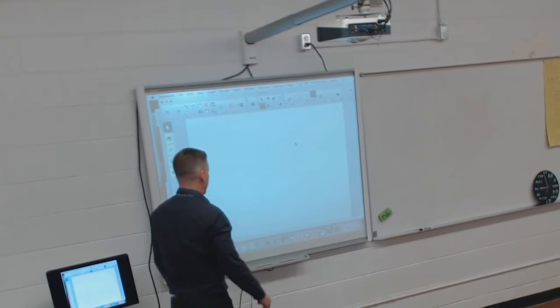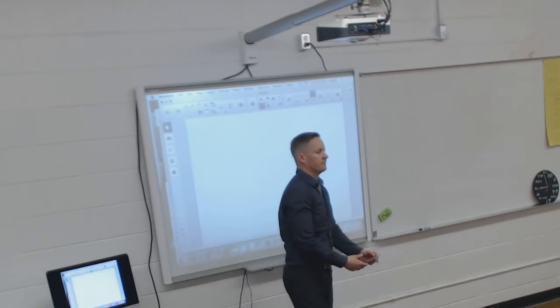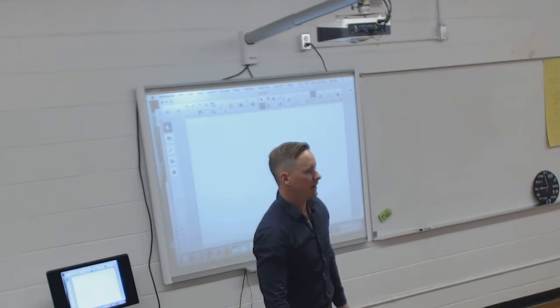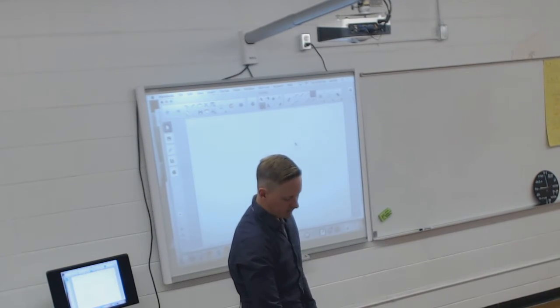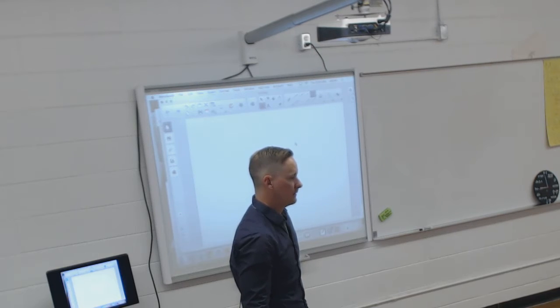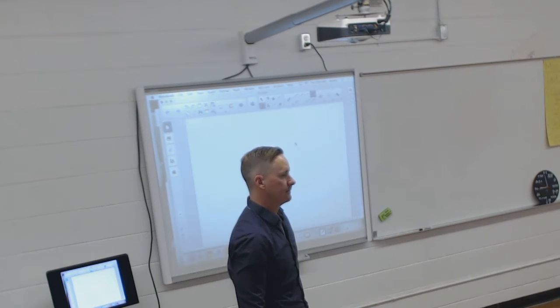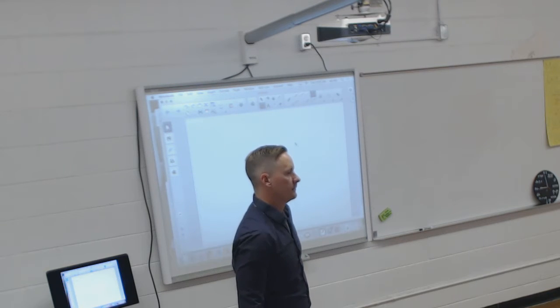Okay, do you know what absolute value is? Does anybody know what absolute value is? Absolute value is 0. Not quite. It represents the distance from 0 on a number line. What does that mean, Lexi? It means how far left or right it is from 0.